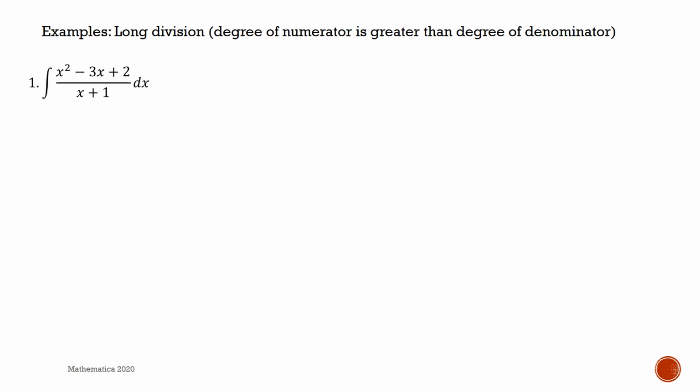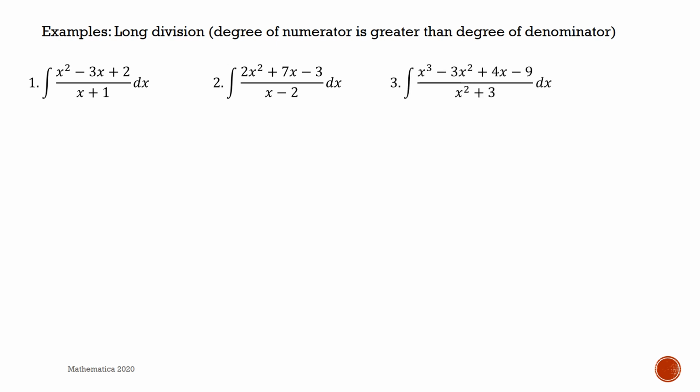The first one, we have a degree of 2 in the numerator and a degree of 1 in the denominator, so therefore the degree of the numerator is greater than that of the denominator. In the second example, same idea, we have the degree of 2, so the degree of the numerator is greater than that of the denominator. And finally, the third example, the degree of the numerator is 3 and the degree of the denominator is 2. So once again, the degree of the numerator is larger than that of the denominator.